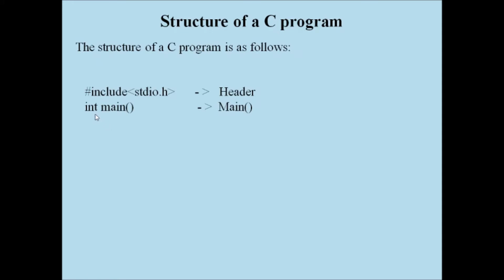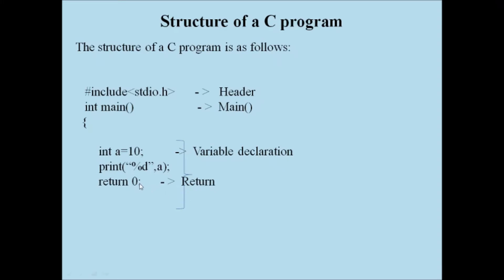And the next line is int main. Int main is called the main statement. This is the main declaration. And immediately after the main declaration, it should have an open and close curly brace. Within that, we include some statements, which is called the body of the block. So after the open curly brace, there is a variable declaration, then a printf statement and a return statement. Then there is a close curly brace. Now all these three statements are called the body of main.